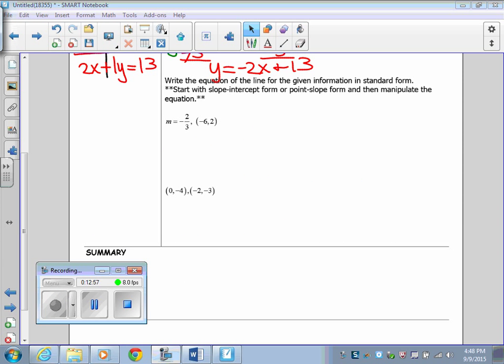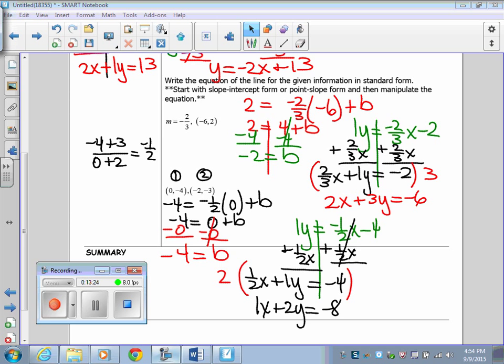These final two problems, write the equations of a line for the given information in standard form. Start with slope-intercept form or point-slope form, then manipulate the equation. Manipulate the equation simply means move things around just like we were doing earlier. I'm going to again pause it because this is a lot of math computation work involved, and then I'll come back on and explain my steps.